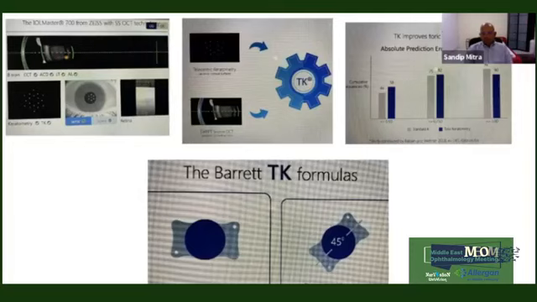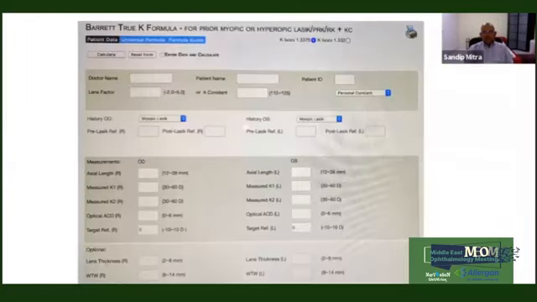The main thing is to try and stay a little bit myopic in most cases, because the assessment of K reading in these post-LASIK patients is always underestimated. So you tend to go hyperopic if you are not careful. So try and implant a lens that leaves the patient 0.5 to 0.75 myopic. You tend to be more accurate. And this is the Barrett True K formula, especially for post-keratoplasty patients.